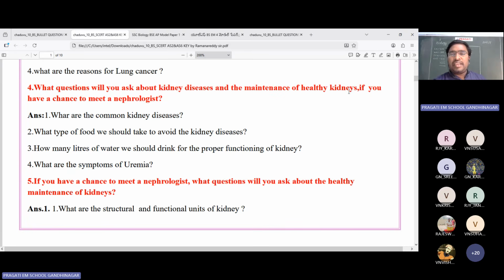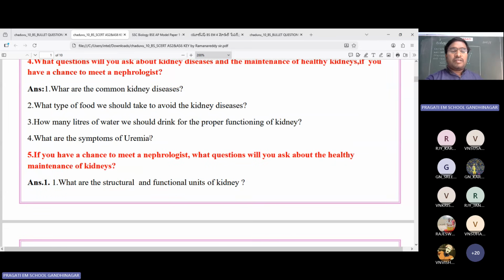Maintaining a healthy kidney, if you get a chance to meet a nephrologist. We already discussed this question. See the different questions here: what are the common kidney diseases, what type of food we should take to avoid kidney disease, how many liters of water we should drink for the proper functioning of kidney, and what are the symptoms of uremia. Uremia is the additional question.